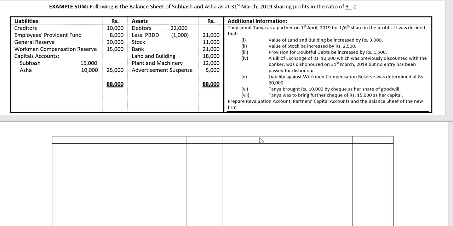So we see here about the goodwill treatment in point 6. Tanya is bringing in her share of premium for goodwill, rupees 10,000 by check, and this amount has been retained in the business. So let's go ahead with the solution. We will first prepare the revaluation account, the partners' capital accounts, and then we'll follow it with the balance sheet.